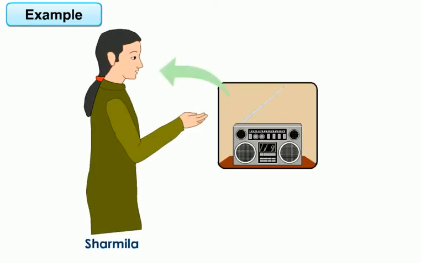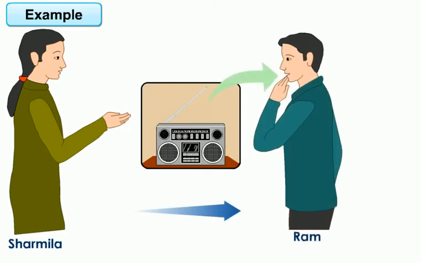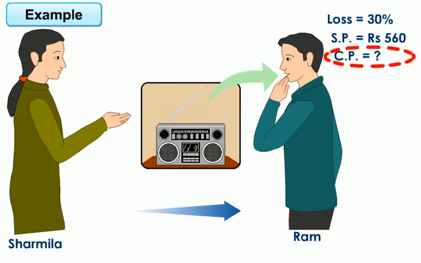Now the fourth example. Students, the fourth example says Sharmila bought a radio and sold it to Ram at a loss of 30% for rupees 560. Here, the selling price and percentage loss are given, but the cost price is not given. Again, we can use unitary method to calculate the cost price.